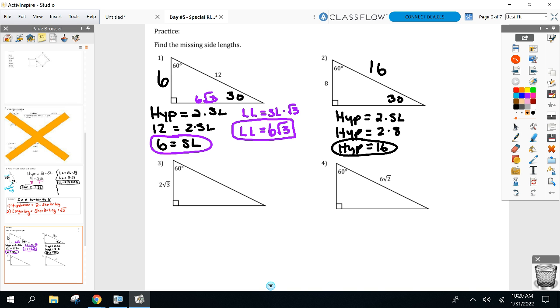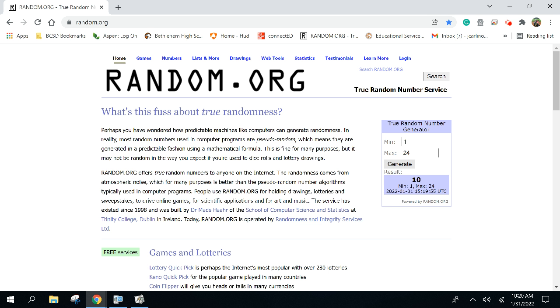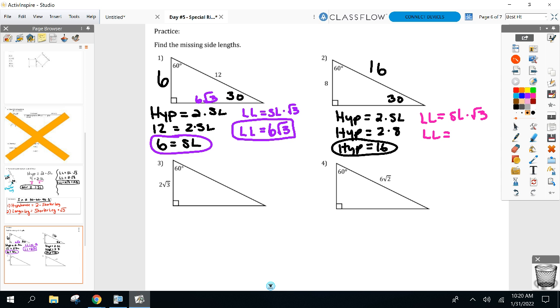All right, longer leg. Got to know the rules. Shorter leg times radical 3. How long is my longer leg? 8 times the square root of 3. How we feeling, all right? This is all nice and dandy until we have to do something crazy with those radicals. Any issues yet? All right, and next up.